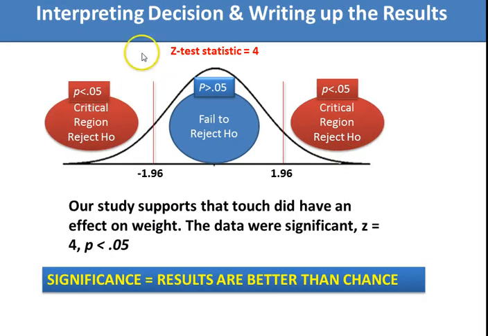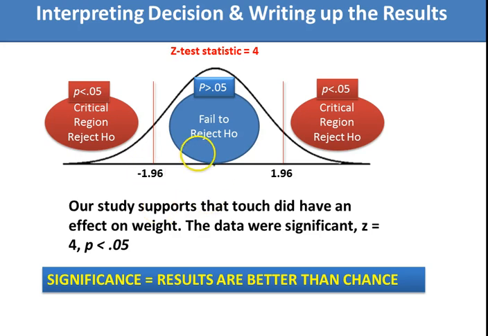Once we make our decision, then we have to interpret the decision and write up the results. So again, going back to our mathematical outcome of a z-test statistic equals 4, remember it did fall inside the critical region. It was a low probability outcome. Therefore, the correct decision is to reject H0. When we make this decision to reject H0, then the interpretation is that yes, there is an effect. And we'd have to write up that interpretation.